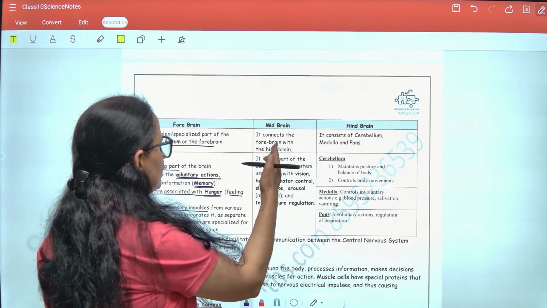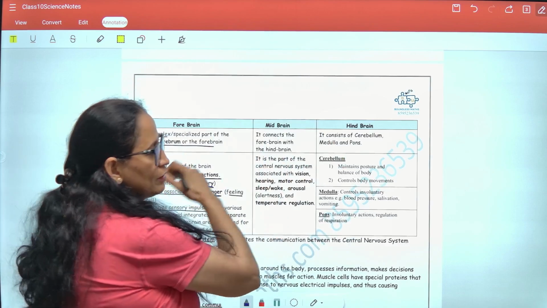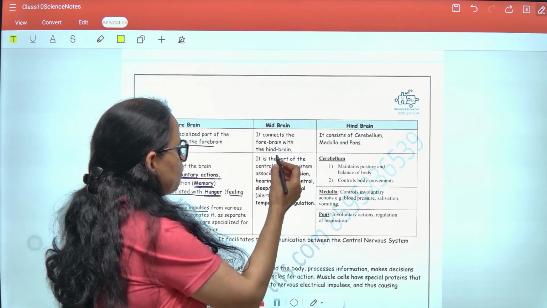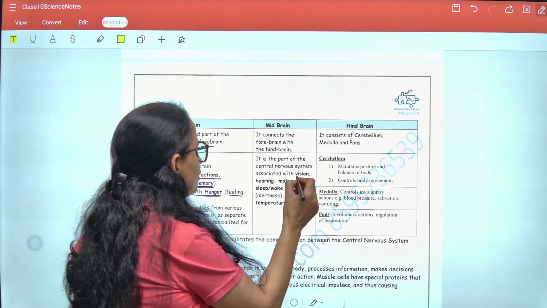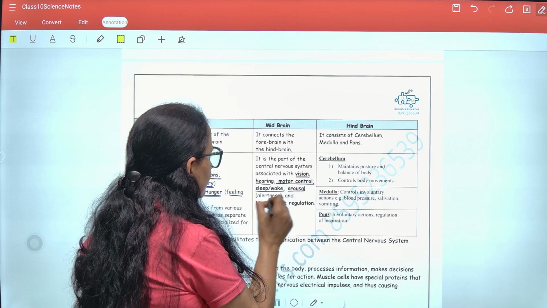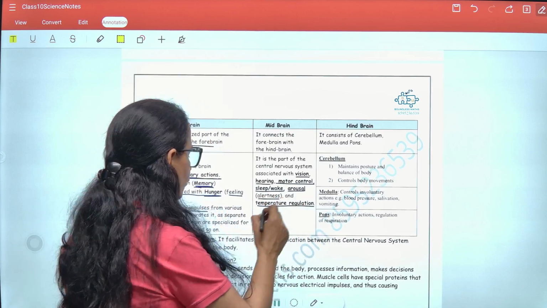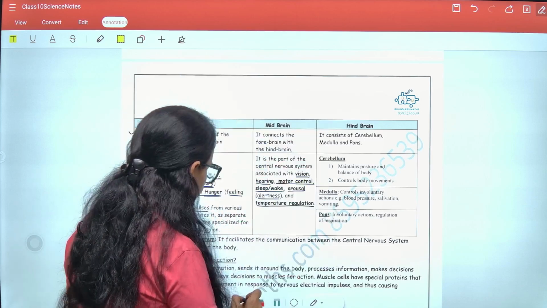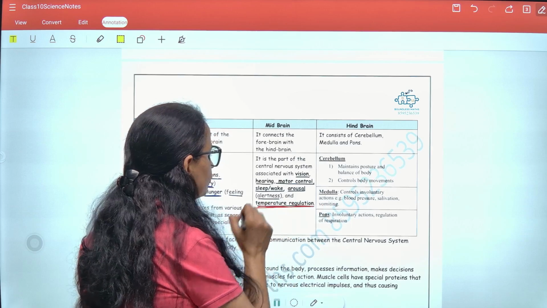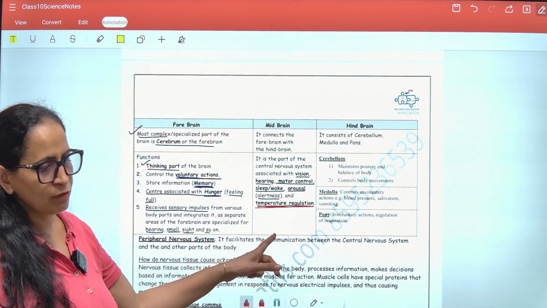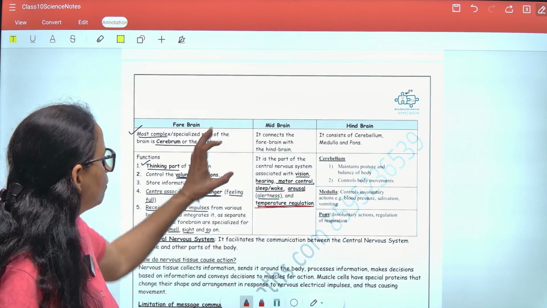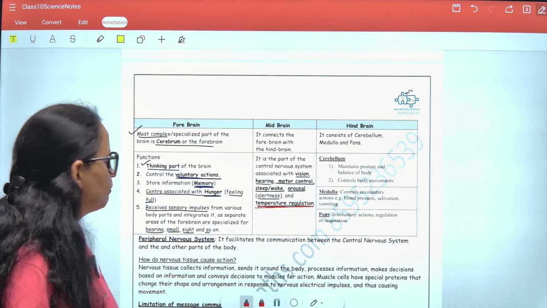Now let's come to midbrain. Midbrain is the connection between the forebrain and the hindbrain, right. So it is the part of the central nervous system that controls vision, hearing, motor control, sleep-wake arousal, alertness and temperature regulation. Out of all these, temperature regulation is very important because many times it is there in the questions, which part of the brain controls the temperature. So temperature regulation is done by the midbrain. This is one of the very important functions of the midbrain apart from vision, hearing, motor, sleep, wake arousal.